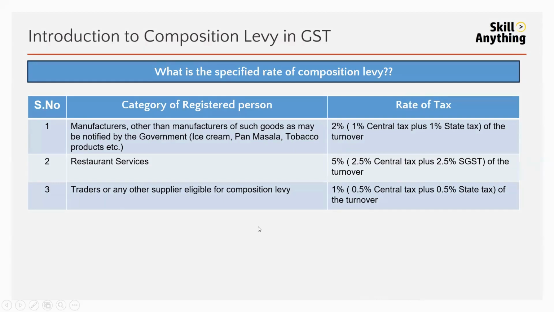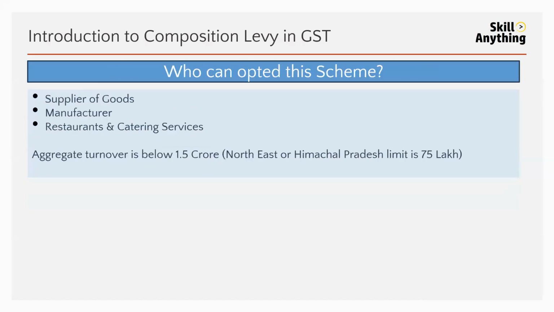And for traders or any other supplier eligible for the composition scheme, they have to pay 1% of their turnover, 0.5% for CGST and 0.5% for SGST.